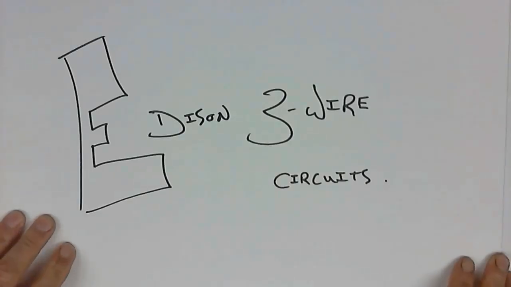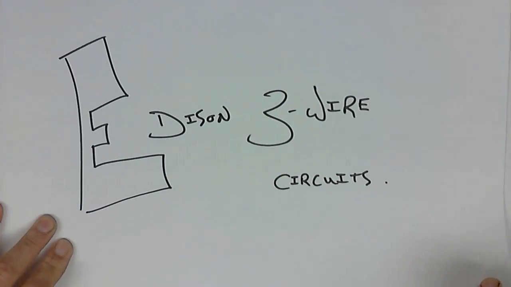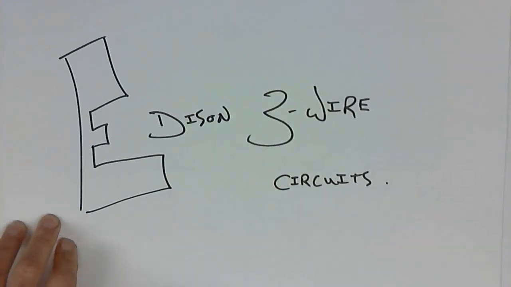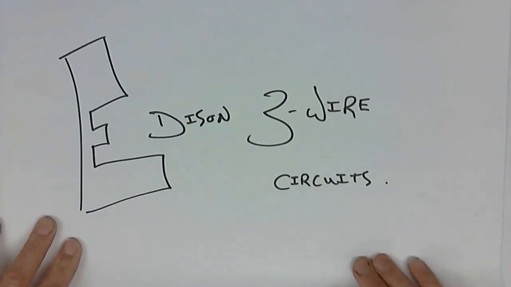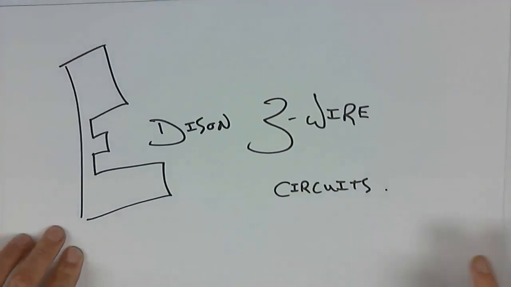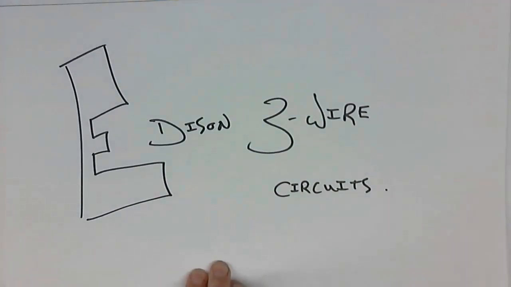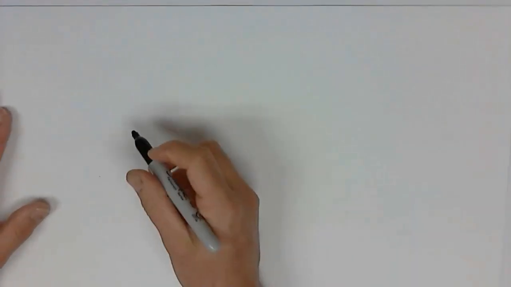Edison three-wire circuits. Edison three-wire circuits are a special type of circuit that gives us higher efficiencies due to lower line loss and line drop.